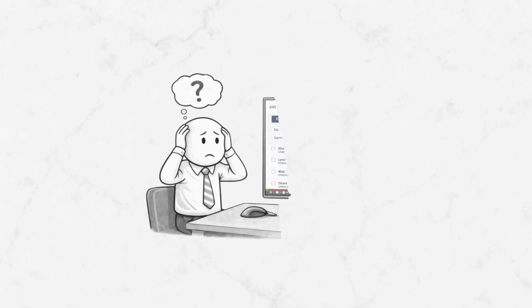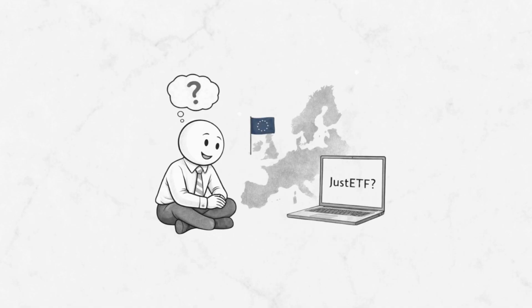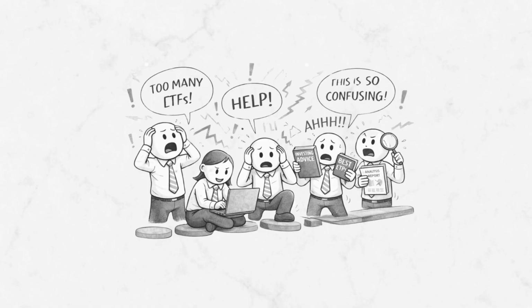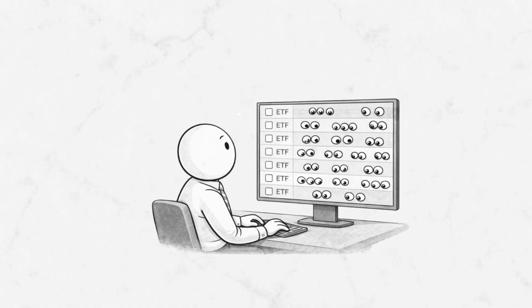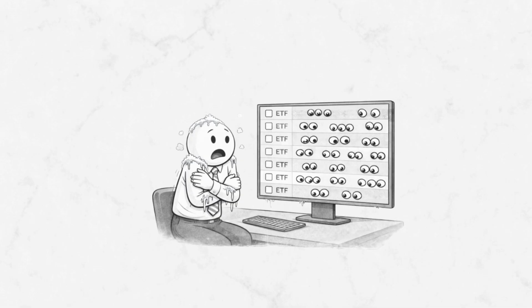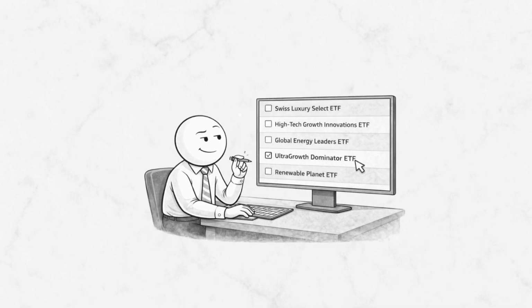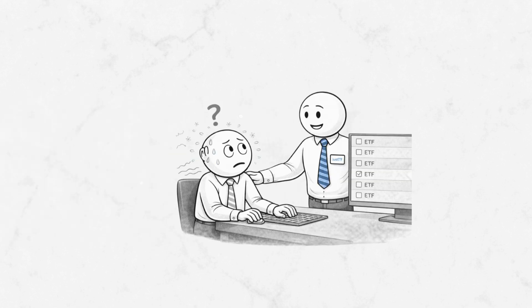In this video, I'm going to show you how to pick a basic, sensible ETF as a European investor using JustETF, step by step, in a way that's simple, repeatable, and honestly, a lot less overwhelming than most people make it. Because right now, if you open JustETF, you'll see something like hundreds of ETFs staring back at you. And that's usually where people either freeze, or they pick something random, based on a name that sounds good, a recent performance chart, or a YouTube comment. So today we're going to fix that.